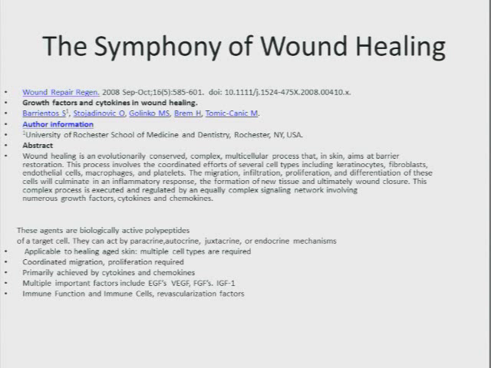These agents are biologically active peptides and small molecules. They have a target cell. They can work through paracrine around the area, autocrine within the cell, juxtacrine right next door, or endocrine, meaning systemic. They're applicable to healing aged skin, and multiple cell types are required to do that. The chemokines and cytokines that are in a good preparation will address as many of those things as you can safely address. The most important ones there are epidermal growth factor, vascular endothelial growth factor, fibroblast growth factors, and then IGF-1.